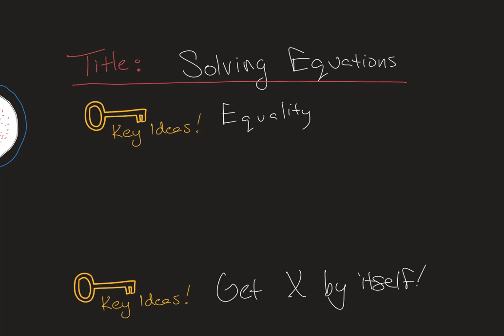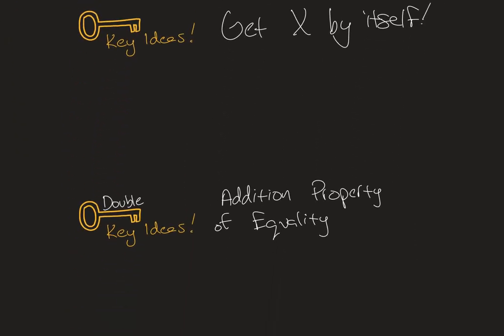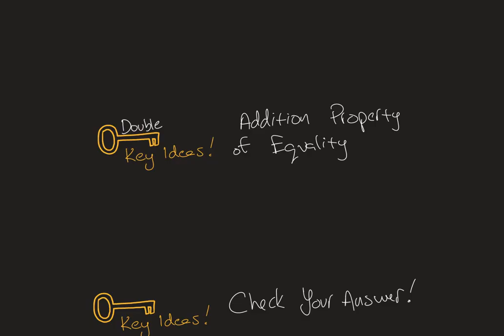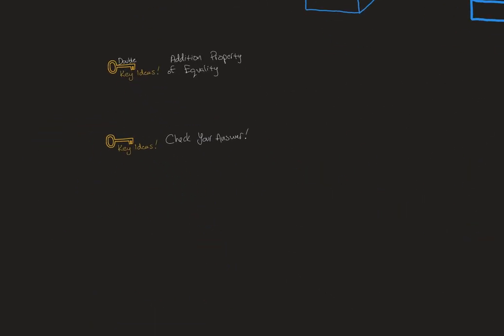All right, we're going to be talking about solving equations. We got a few key ideas here. Let's scroll through them real quick. We got equality, getting x by itself, addition property of equality. Notice there's going to be a double there, and then checking your answers.